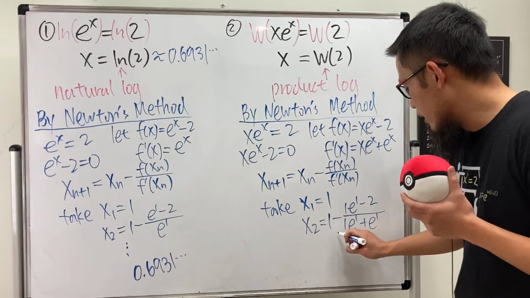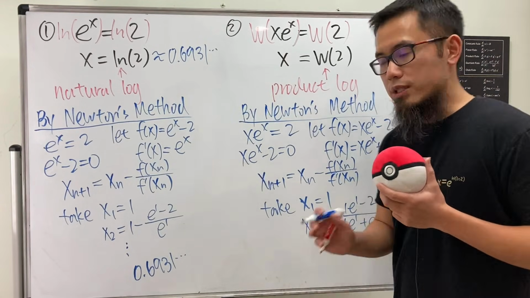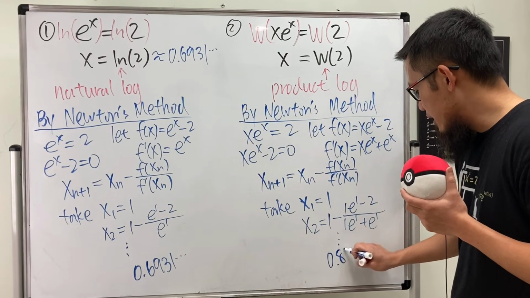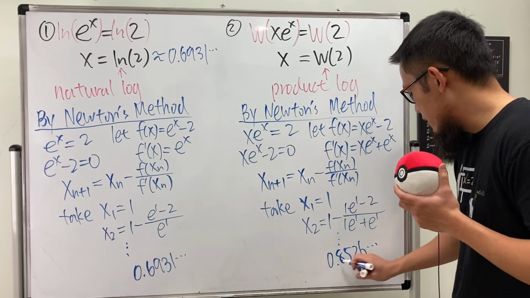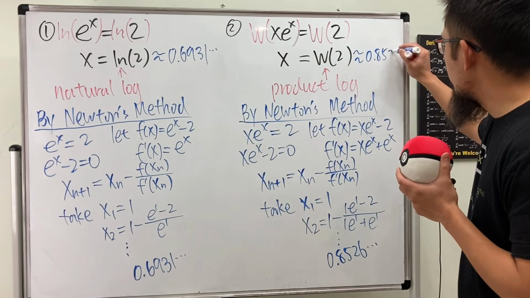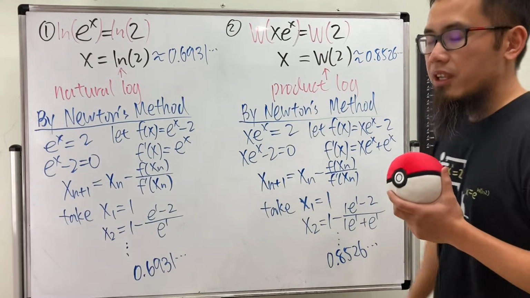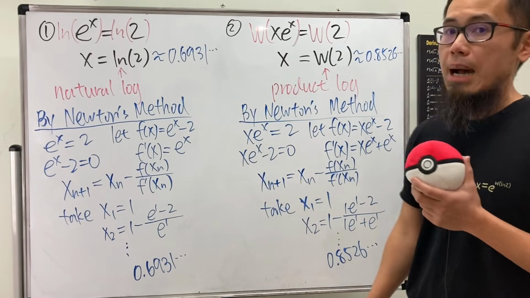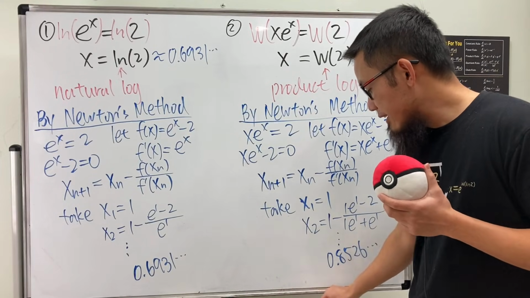Just keep going. And if you do it enough times, you will see that the procedure is going to converge to 0.8526. So this will tell you W of 2 is approximately 0.8526. So hopefully this right here answers the question of how we can compute W of 2. So that's the first part.